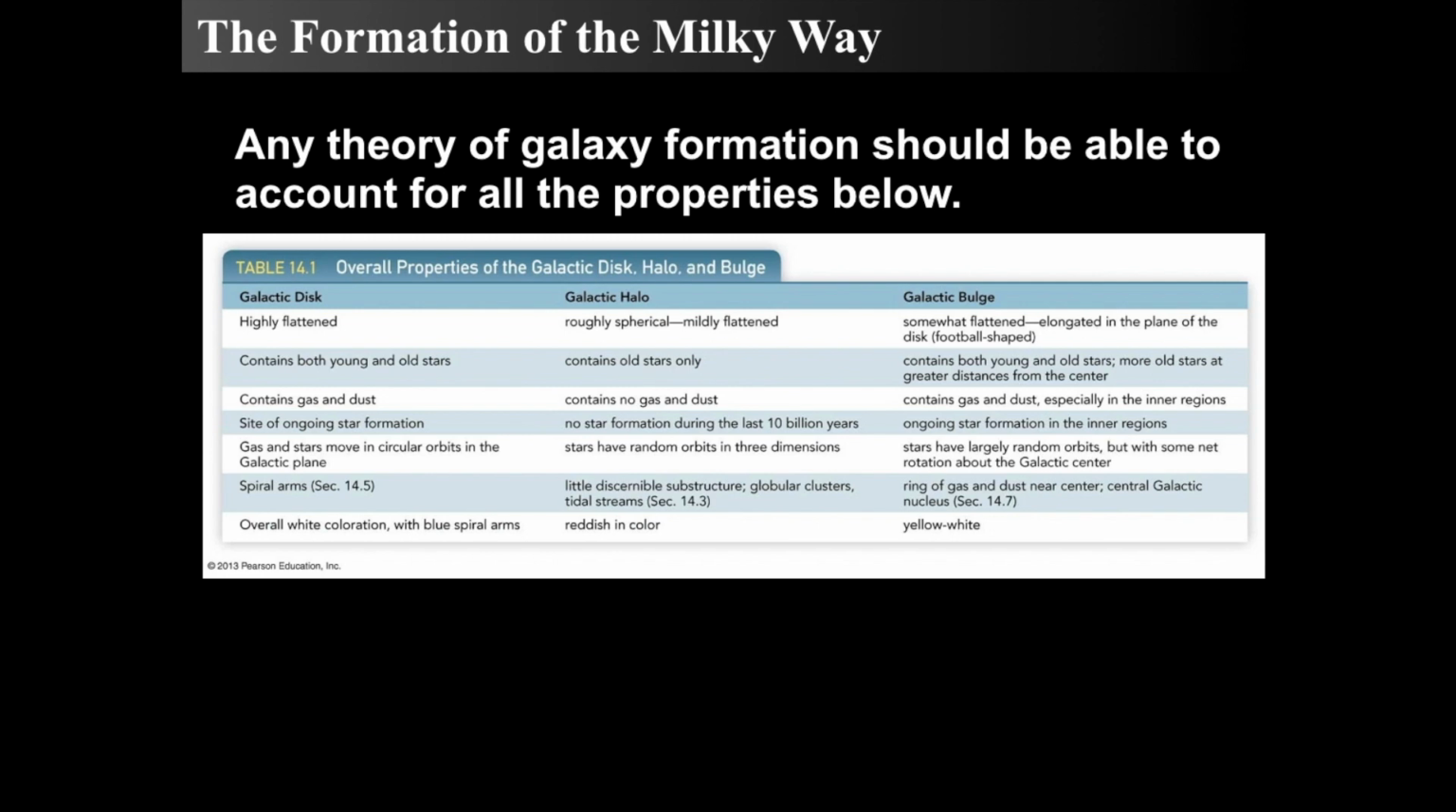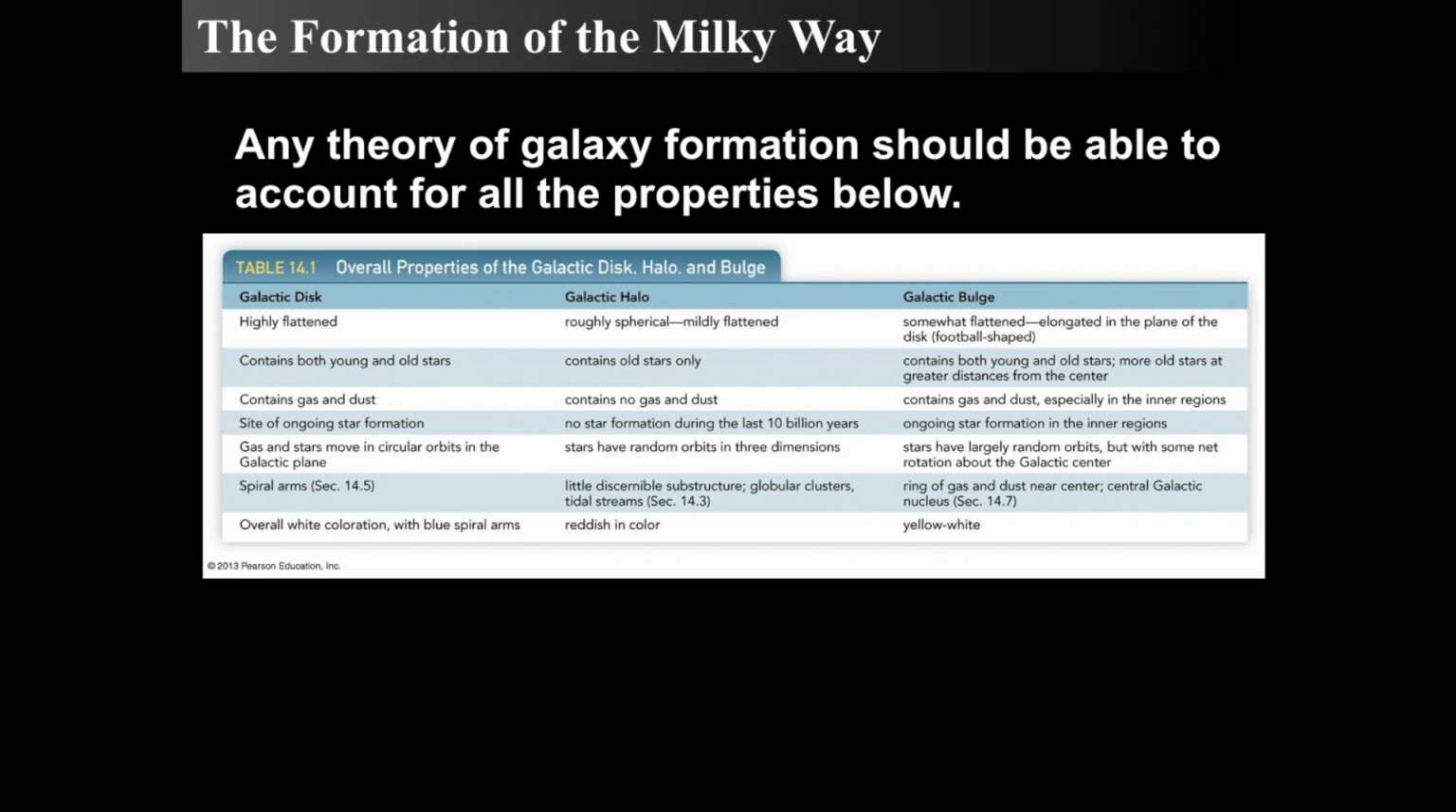Now in the galactic halo, the halo is pretty spherical. It might be flattened a little bit. There are really only old stars contained in globular clusters, and those are the only things that you have in them. There's literally no dust at all and no gas in the galactic halo. And there has been no star formation during the last 10 billion years, as we've seen from the types of stars that we find, population 2 type stars. The stars have all sorts of random orbits in the halo. And there's almost no substructure. There's just globular clusters and maybe some tidal streams and things like that, stars being ripped apart, which we'll talk about in a second. And in general, the halo looks pretty red.